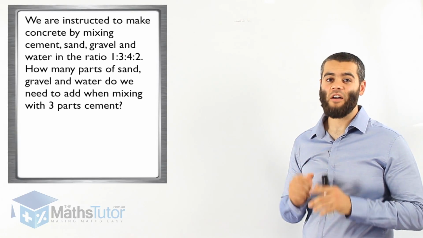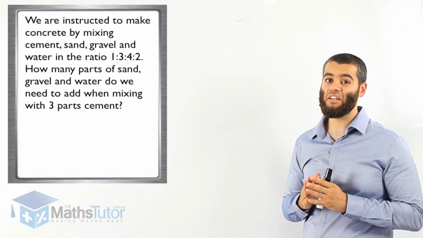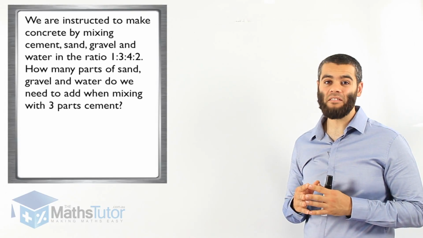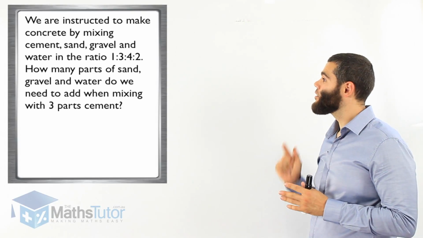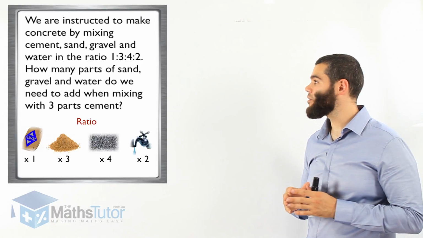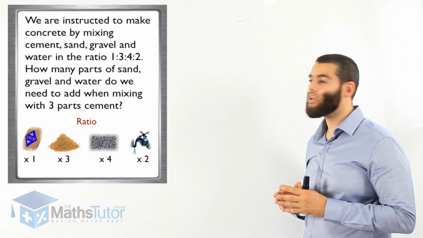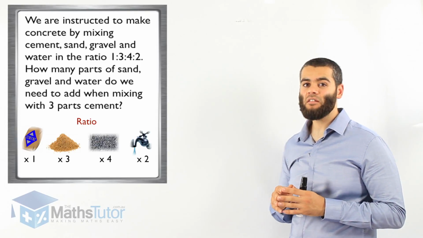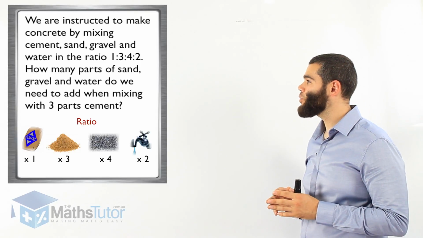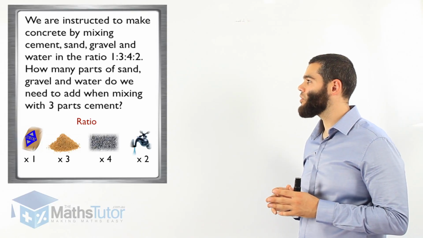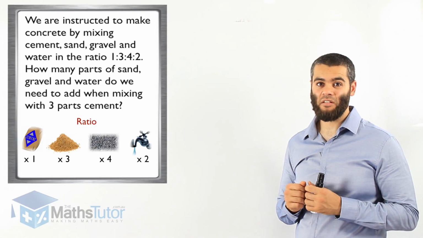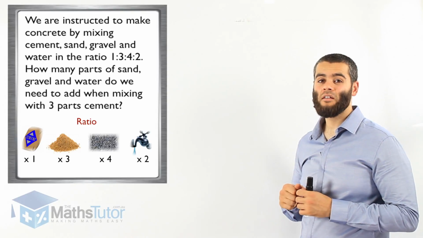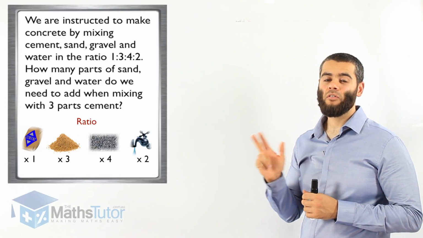Okay, next one. I need you to concentrate very hard here. We are instructed to make concrete by mixing cement, sand, gravel and water in the ratio 1 to 3 to 4 to 2. How many parts of sand, gravel and water do we need to add when mixing with 3 parts cement? Wow, we're now asked to find the sand, the gravel and the water.